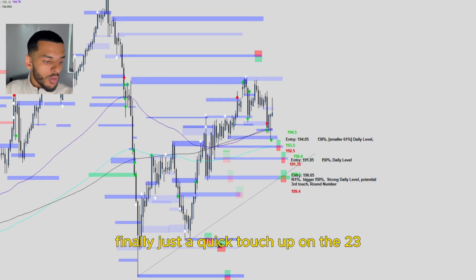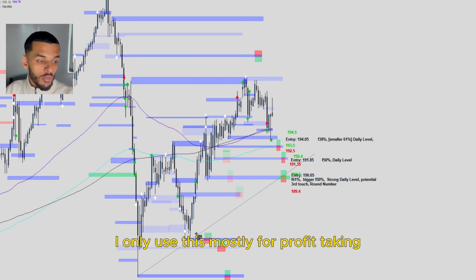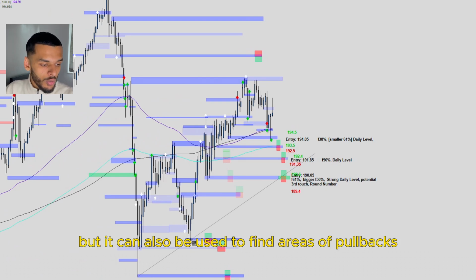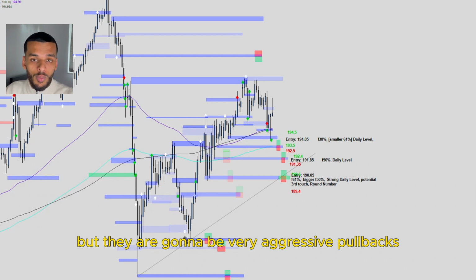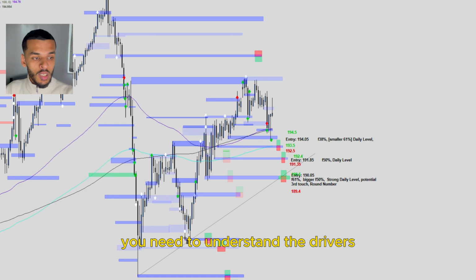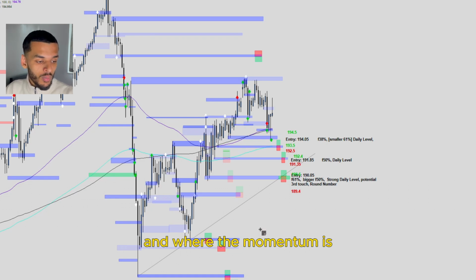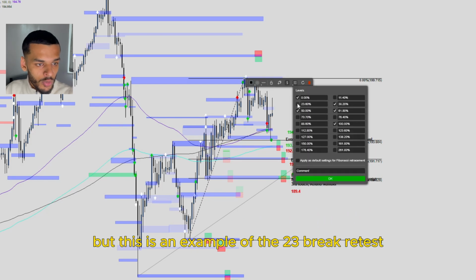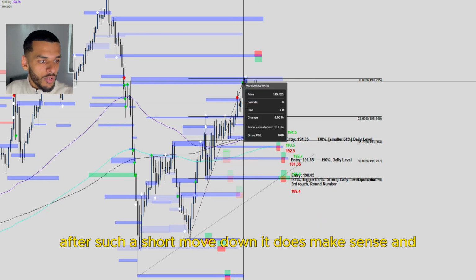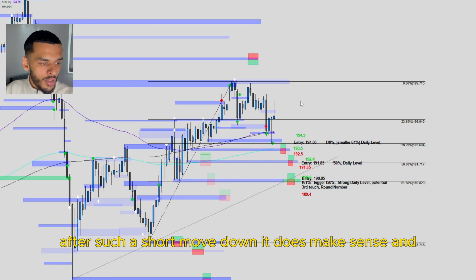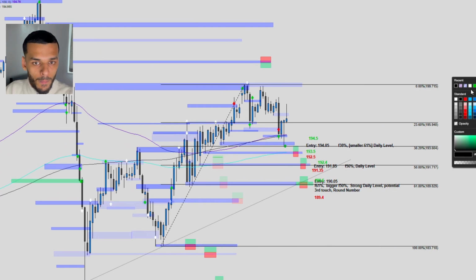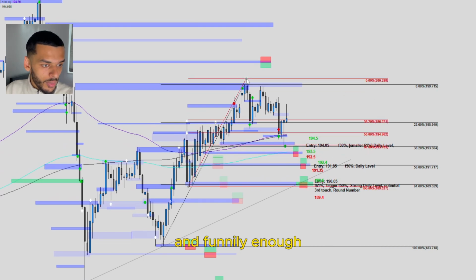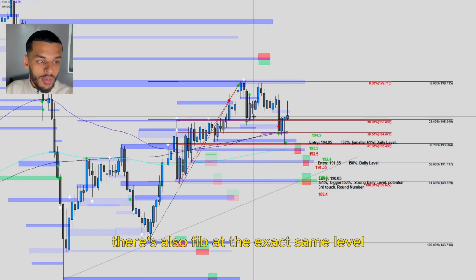Finally, just a quick touch up on the 23. I only use this mostly for profit taking, but it can also be used to find areas of pullbacks, but they are going to be very aggressive pullbacks. And for that to work, you need to understand the drivers and where the momentum is and what's causing it. But this is an example of the 23 break retest after such a sharp move down. It does make sense, and funnily enough, there's also a fib at the exact same level.